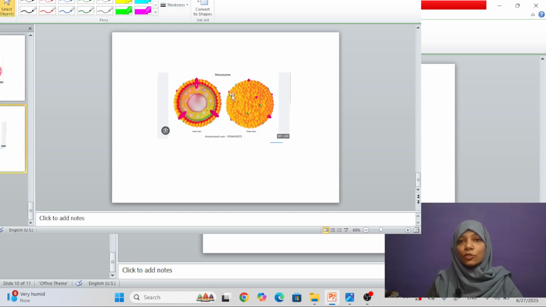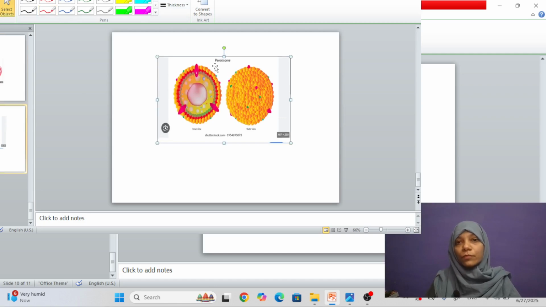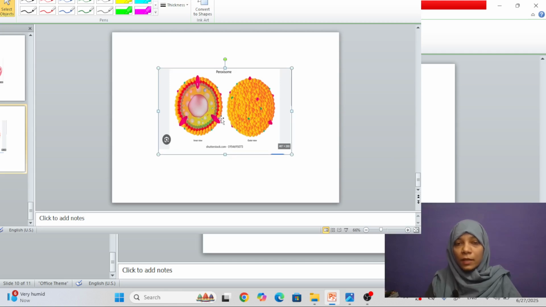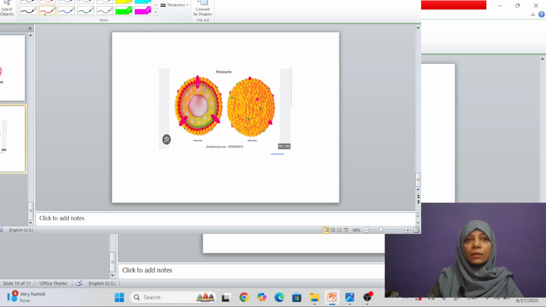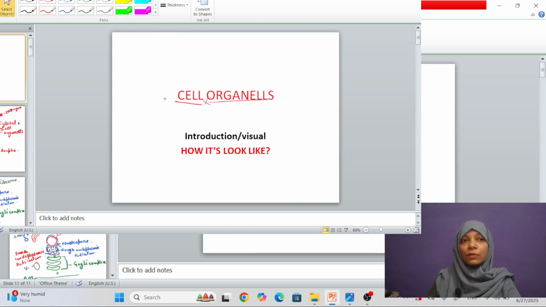Then there is the structure of the peroxisome. If you look at the structure of the peroxisome, this is the internal structure and this is the outer structure. We will discuss every cell organelle in brief discussion. We are going to discuss every individual cell organelle in future.